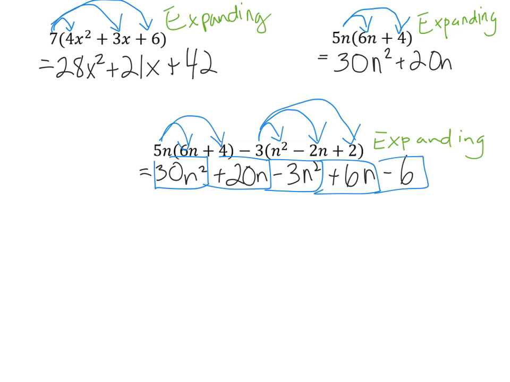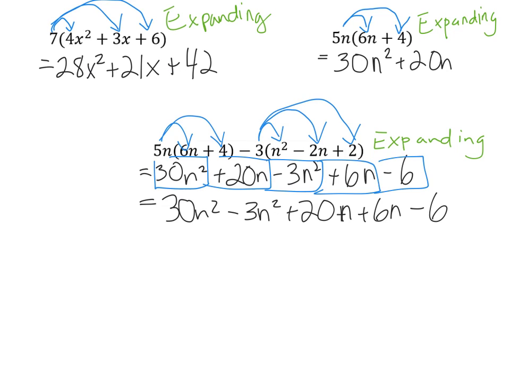Now that I've boxed the terms, I can select the ones and organize them based on the ones that have the highest exponents. So I get 30n squared minus 3n squared plus 20n plus 6n minus 6.